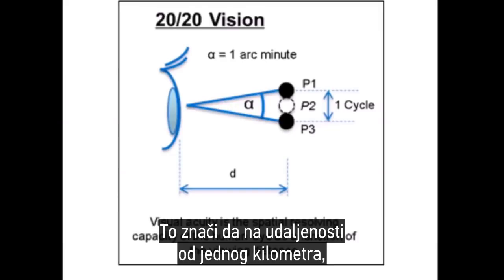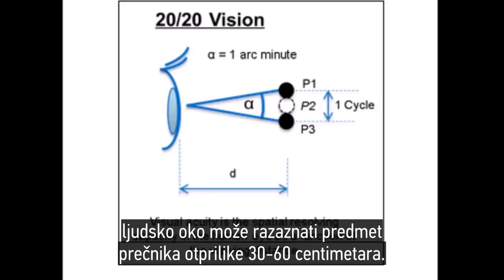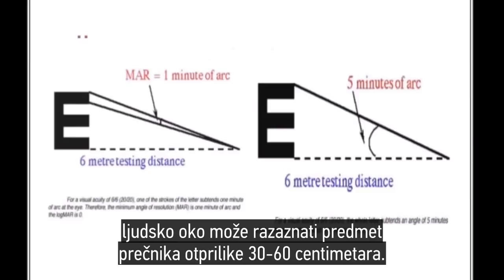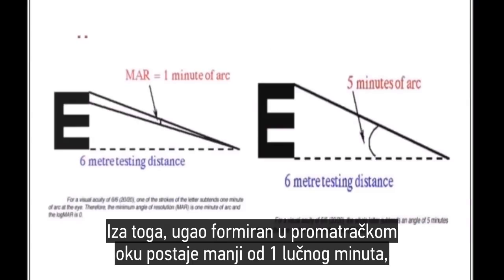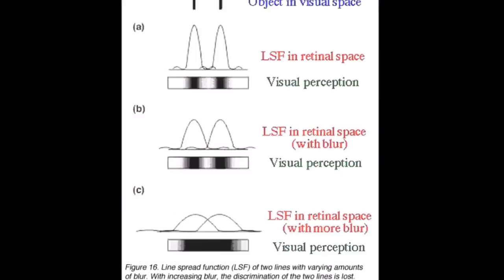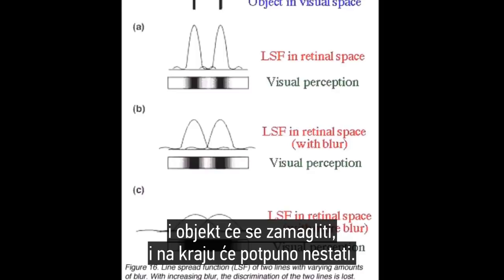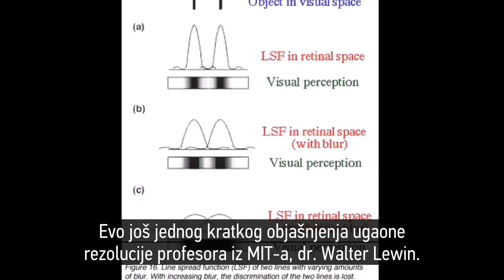This means that at a distance of 1 kilometer, the human eye can resolve an object that is about 30 to 60 centimeters in diameter. Beyond this, the angle formed in the observer's eye gets smaller than 1 arc minute, and the object will blur and then finally disappear altogether. And here is another quick explanation of angular resolution by MIT professor Dr.